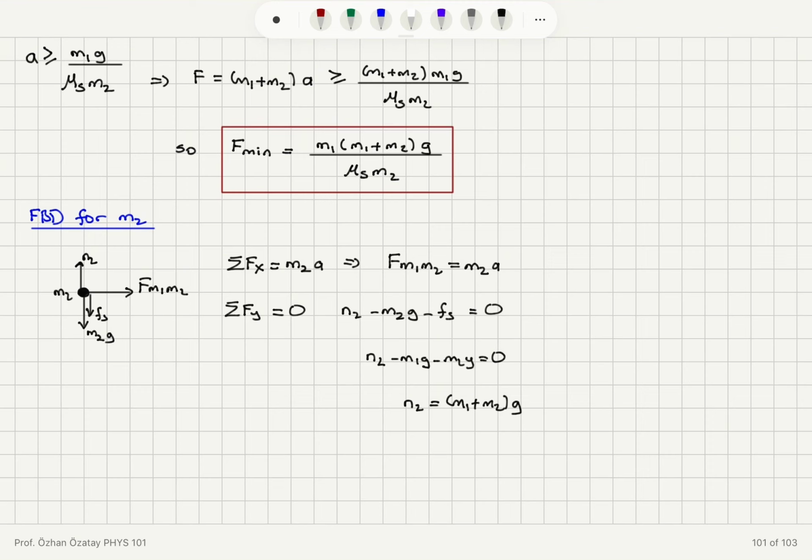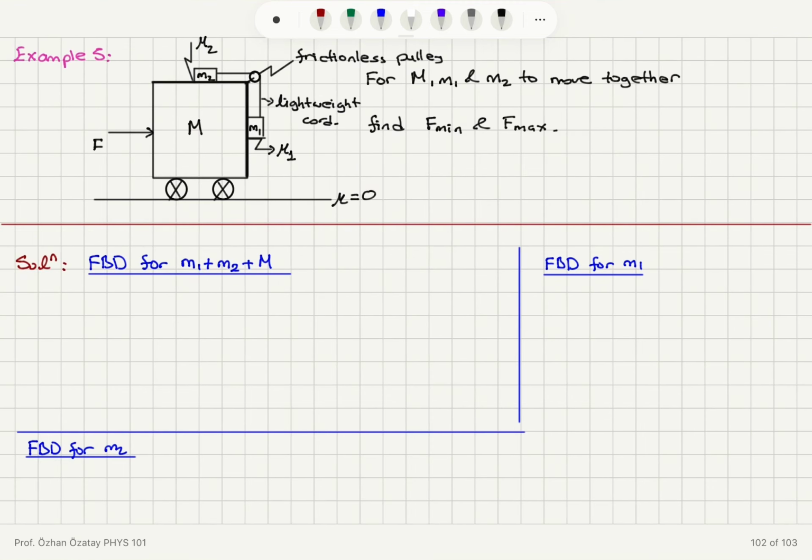combined system scenario. Okay, so let's take a look at one more example. We have a system of capital M, M1, M2. M1 and M2 are to move together. There is a friction μ1 between capital M and M1. There is a coefficient of kinetic friction μ2 between M2 and capital M. There is a force F applied to the right. There is no friction with the bottom surface.